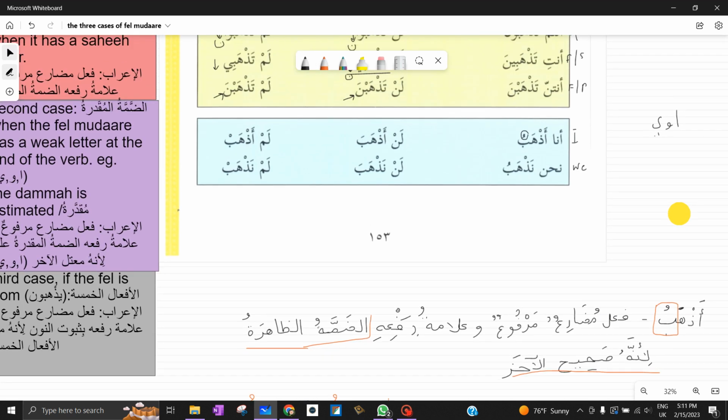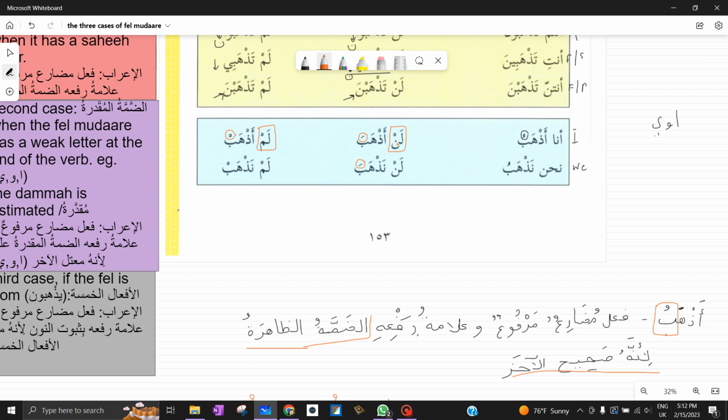So now we go to adhabu. Okay, lan adhaba. As you can see, the moment the particle of nasb came, the haraka changes from dhamma to fatha. What about nadhhab? There is a sahih letter, so a fatha zahira is there. Lam adhab. The moment the particle of lam came, the last letter will have a sukoon, and the same for nadhab.